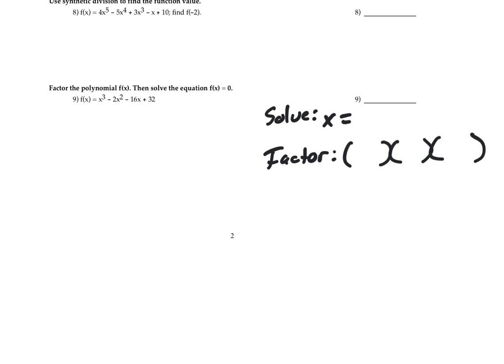Find out what those zeros are, and then, for instance, if one of them is 2, then the factor would be x minus 2. If your zero is at -2, then this would be x plus 2. So the factor is always opposite of what the zero is. But it asks us to factor it, and it asks us to solve it. So the solutions are your zeros. Your factors are your parentheses.